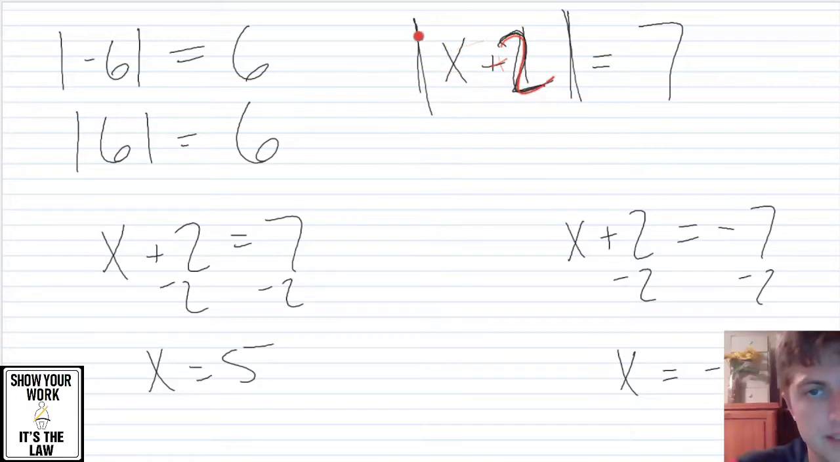because 5 plus 2 is 7. The absolute value of positive 7 is 7. -9 plus 2 is -7. Absolute value of -7 equals 7.